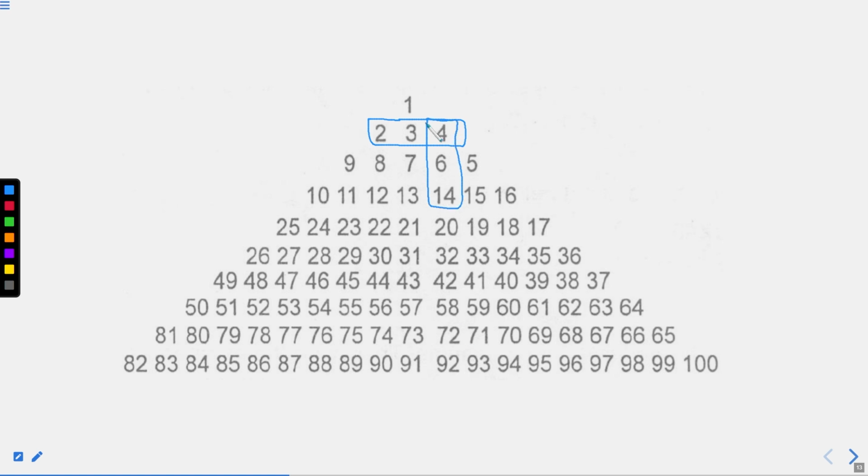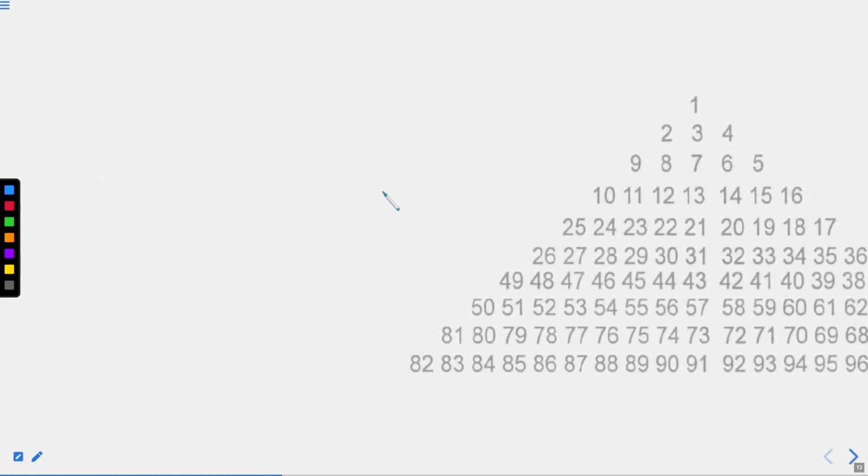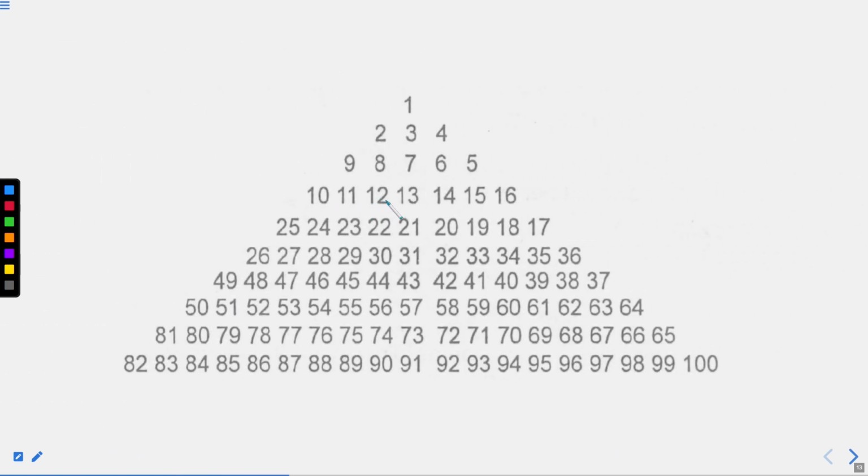I hope this part is clear. Now you are able to see the relation. They are forming an L shape like this, right? Now what we need to see? We need to check 2812. Where is it? Where is 2812? So here it is, 2812. I hope this part is clear.